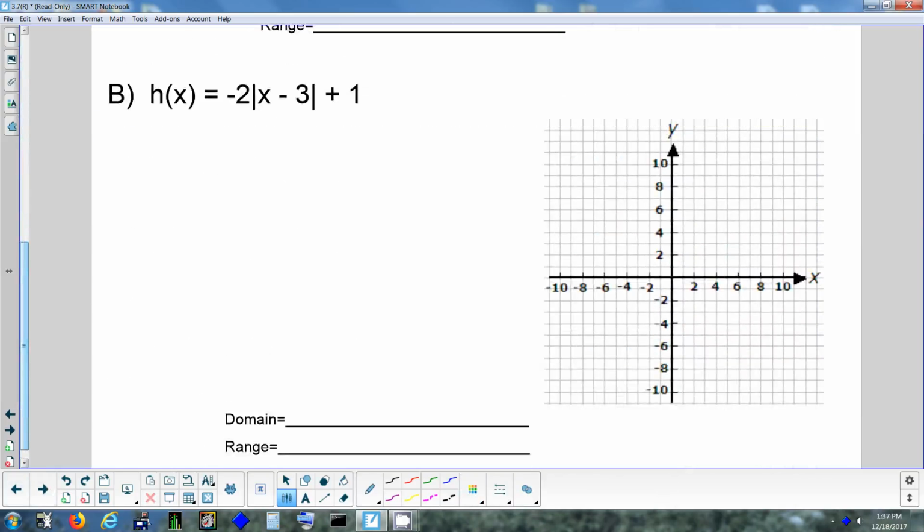Okay, this problem, what is this 3 having to do with? Left and right or up and down? Inside, that goes this way. Inside, left and right. What about the +1? That goes up and down. That's going to have something to do with up and down.